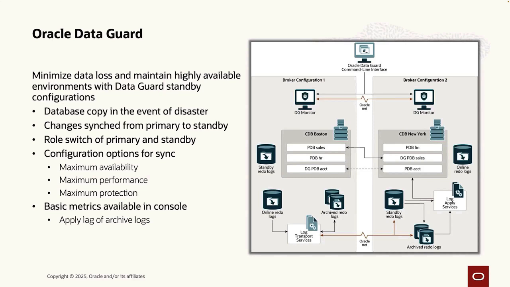So those are some of the differences in configurations, and you can quickly set those within the primary database with an alter database command. And then finally, there are some basic metrics available within the console. So you can validate that these archive logs are being sent successfully without lag, and then they're also being applied to that standby without, again, additional lag.